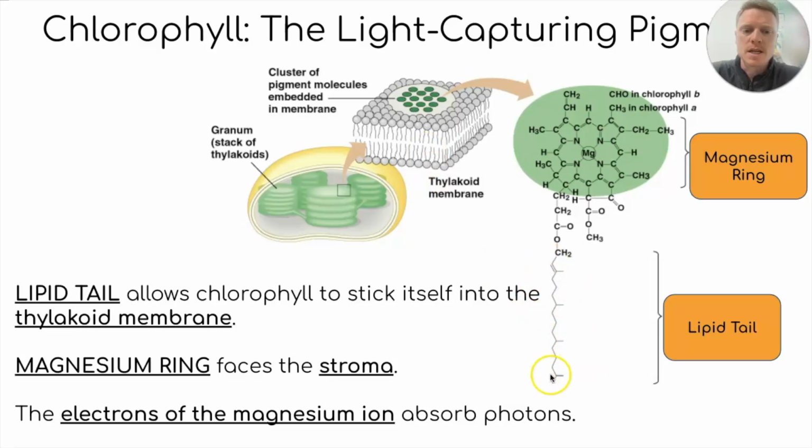It's able to stick into the thylakoid membrane, and then this huge carbon and nitrogen ring that has a magnesium at the center is able to face outward, and the magnesium is responsible for actually absorbing the photon. It interacts with the photons of light. It's able to absorb the light and get energy from that.